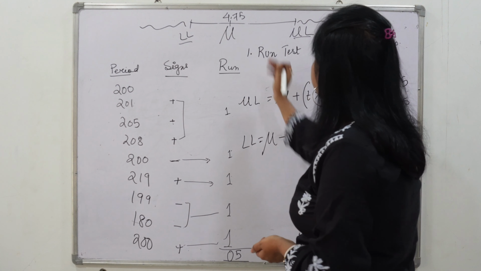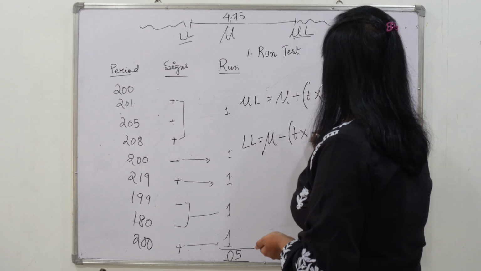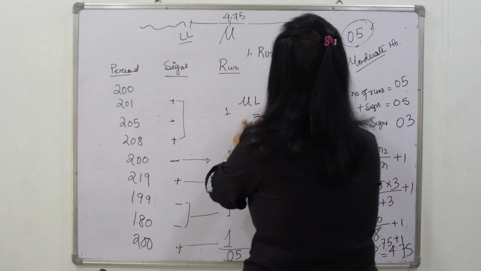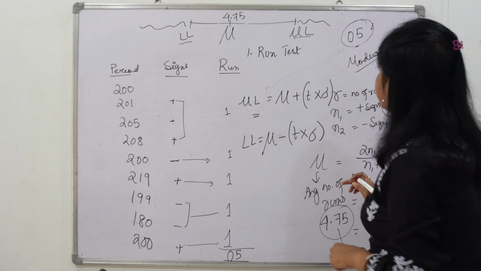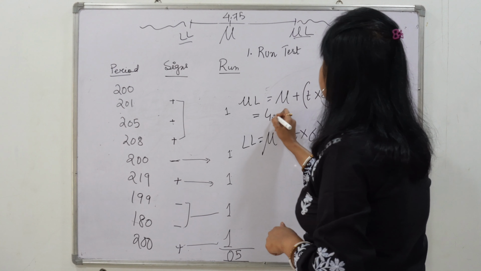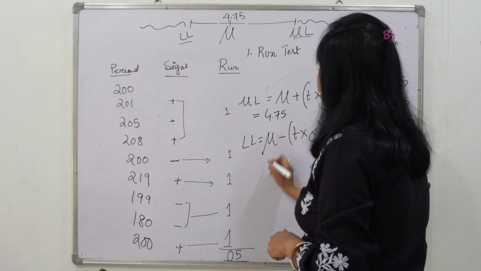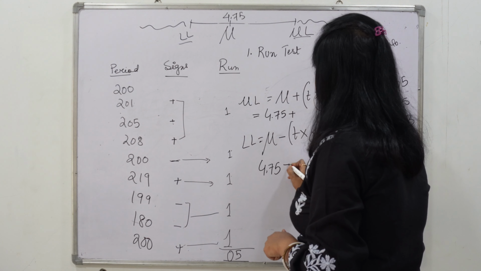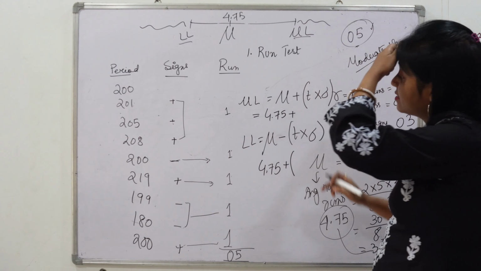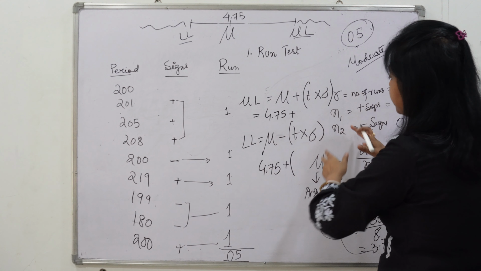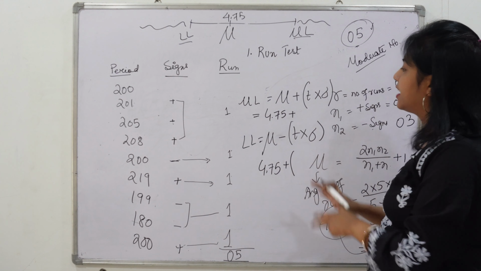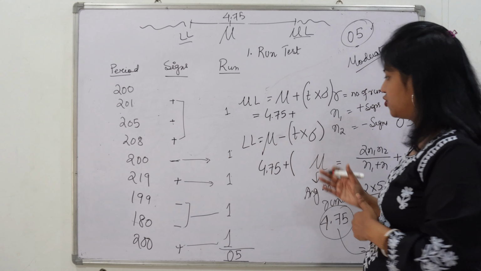Lower limit means it can go below, into standard deviation, right? Let's write the value of mu. We know the value of mu, that is the average run, is 4.75. This is also 4.75, plus. Now we don't know what the standard deviation is, so let's find out the standard deviation. Then we will find out the t. Then we will ultimately check whether it is within range or not.